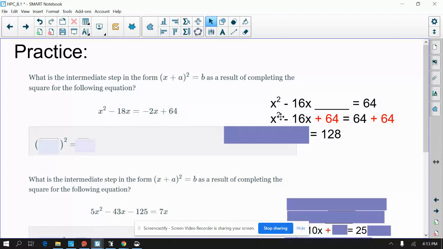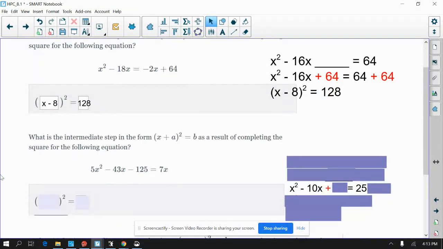But what does this factor into? 2 numbers that multiply to 64 and add to negative 16: x minus 8, x minus 8 squared. So I will go to my Delta Math, type in x minus 8 right here, which is being squared, 128 right here, and I'm done. 2 more to go.